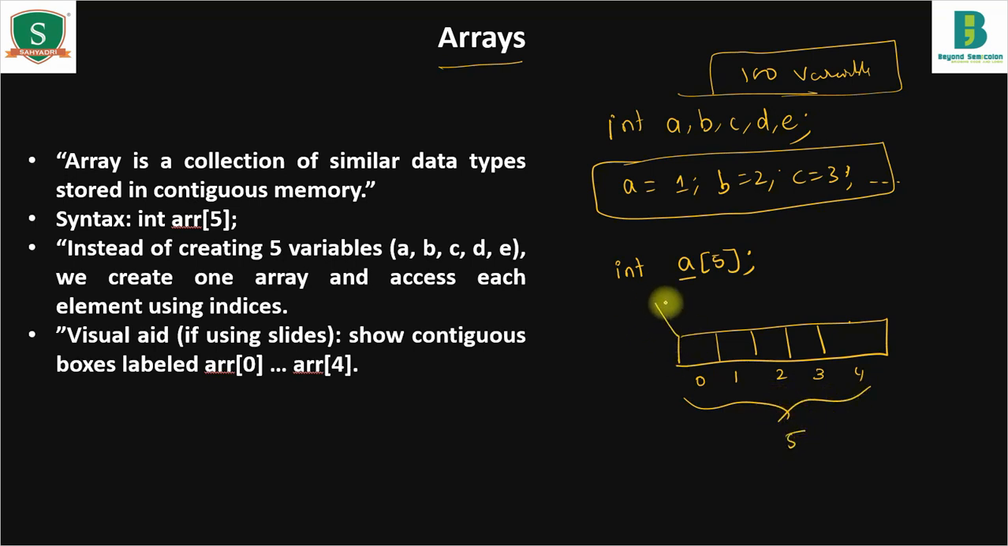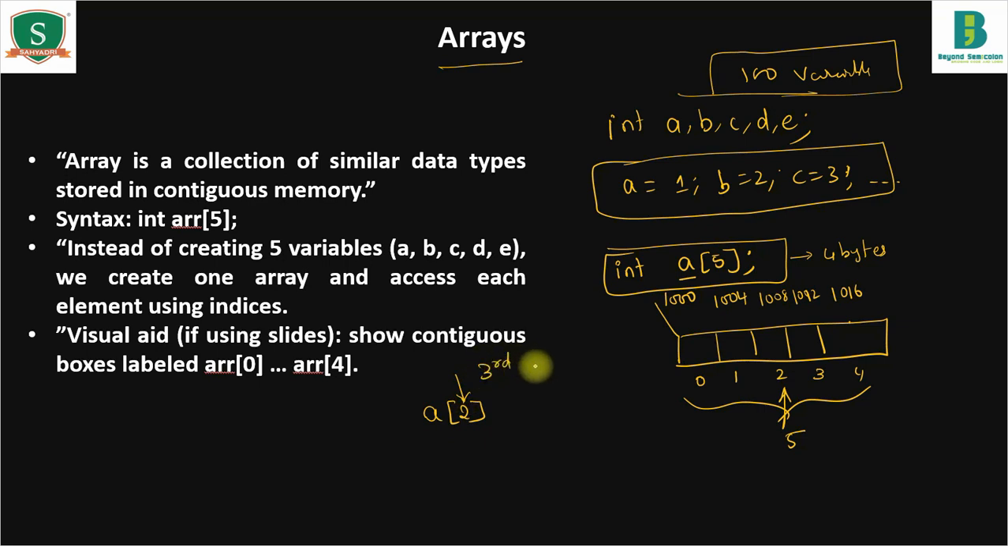Contiguous memory means, consider the first index address is 1000 and int may consume 4 bytes of memory. Then the next memory location will be 1004, followed by 1008, 1012, 1016. This is how memory location or address is allocated. Next, how do we access these values? If you want to access the second indexed element, you can access a[2]. If you are accessing the second indexed element, it means you are accessing the third element.